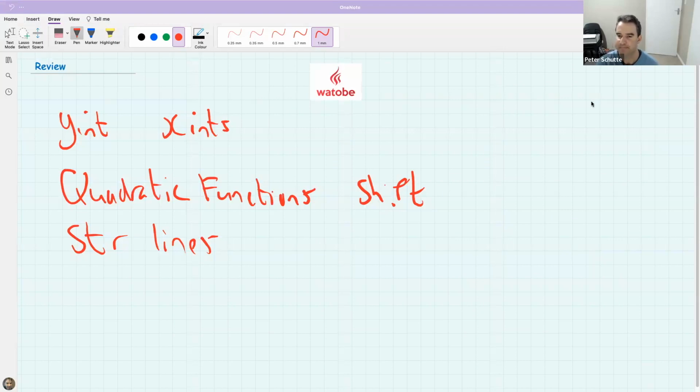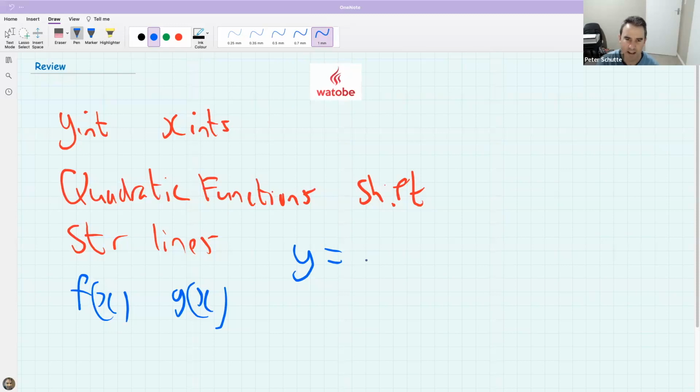So we spoke about f of x and g of x, so the notation. Yep, perfect. And then we spoke about shifting functions. Do you remember me doing things like what happens if the graph of x squared becomes (x plus 2) squared?